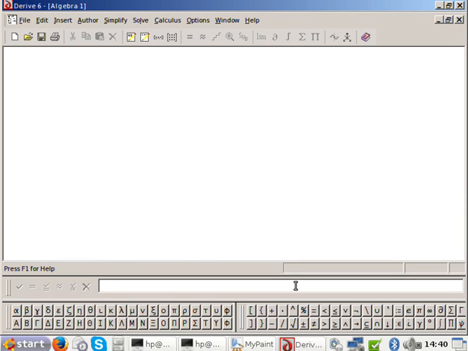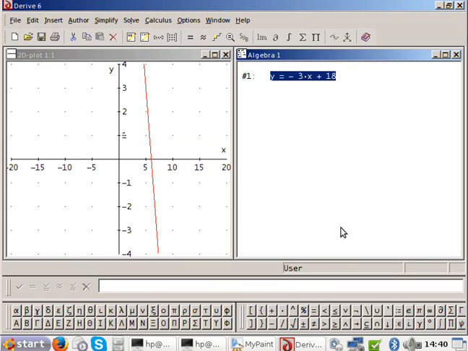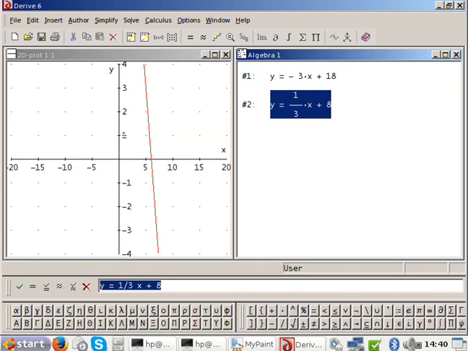Can you read to me the first answer we got of this question? The L, the parallel line. What was it? y equals minus 3x plus 18. Okay. And what's the other line, the one I just got? y equals 1 over 3 x plus 8. Okay.